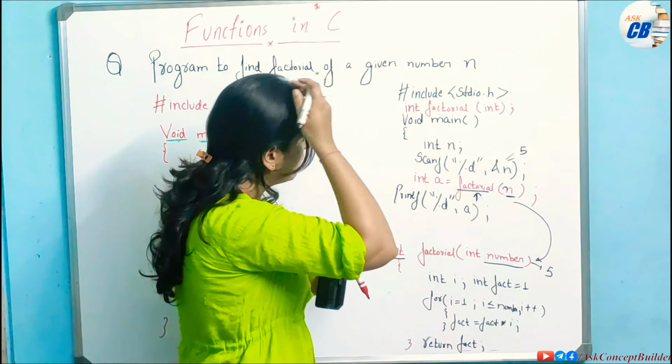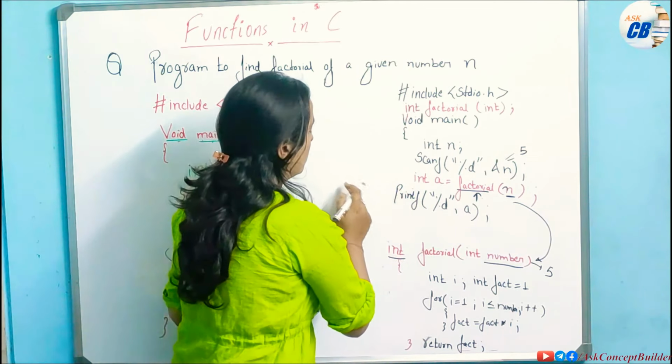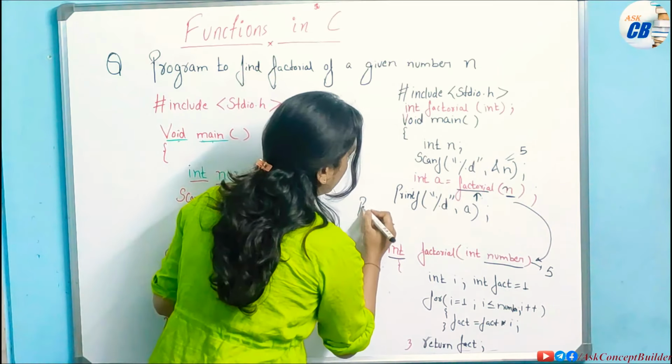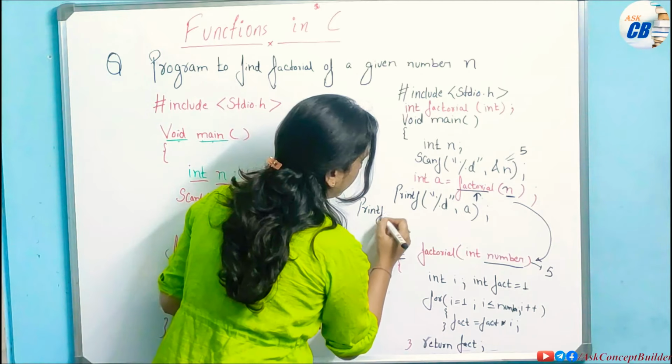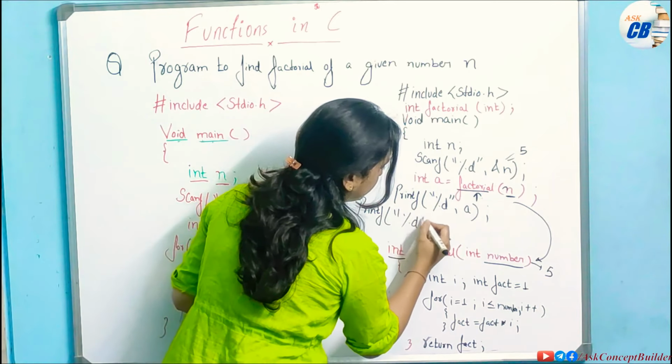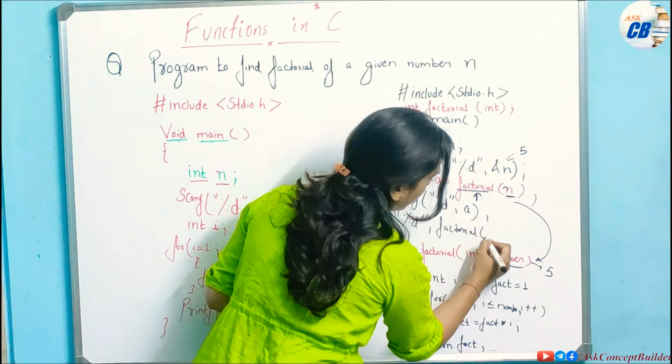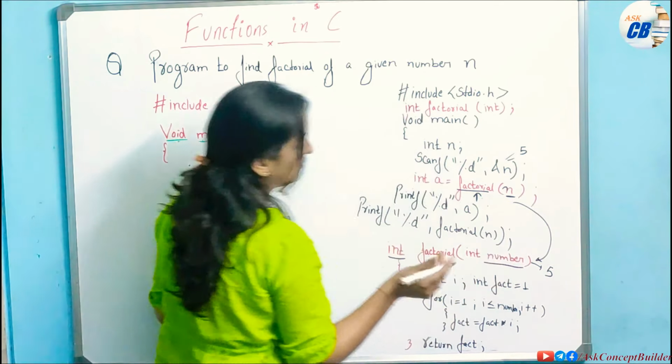Okay, in this way also you can do, or you can directly do. One method is this, or you can directly call like this also. This is also not wrong if you write printf like this, and directly call your factorial function like this also. This way also you can call.